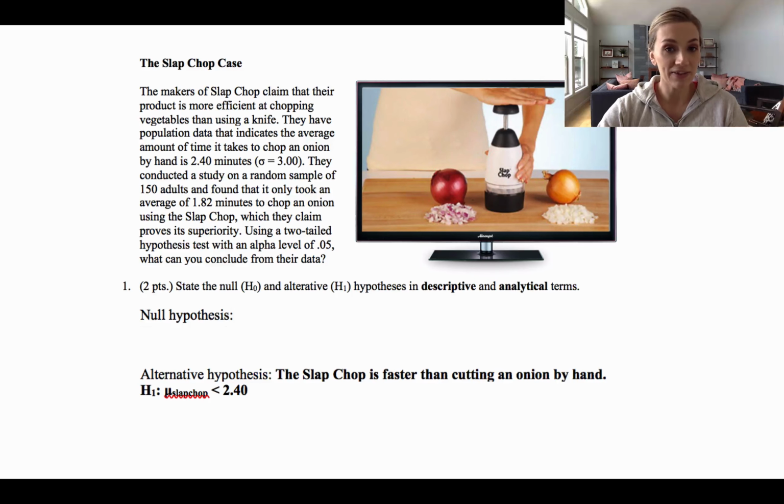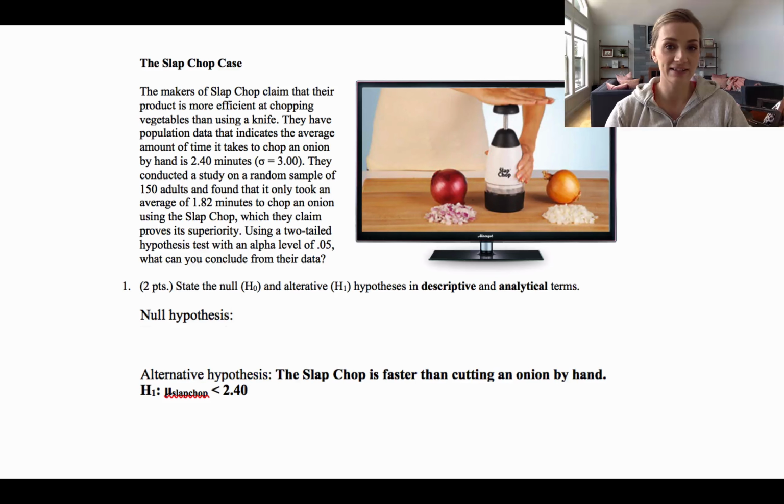So if this hypothesis is correct, then the mean for Slapchop will be less than 2.40 minutes. Now let's do the null hypothesis. Remember from lecture that these two hypotheses have to be mutually exclusive. So we have to phrase the null hypothesis in such a way that the world falls into one of two states. Either the alternative hypothesis is correct or the null hypothesis is correct. But one of them will be correct and the other one has to be wrong.